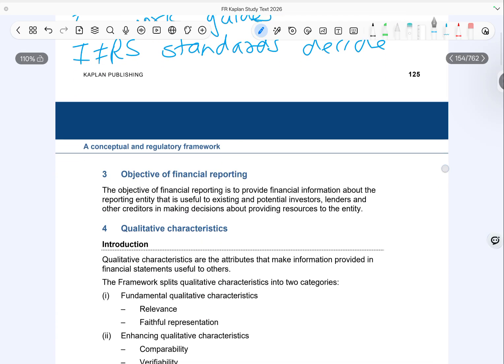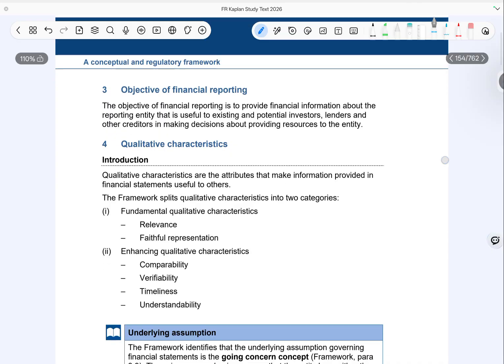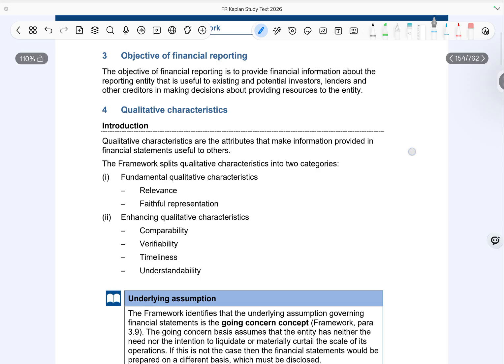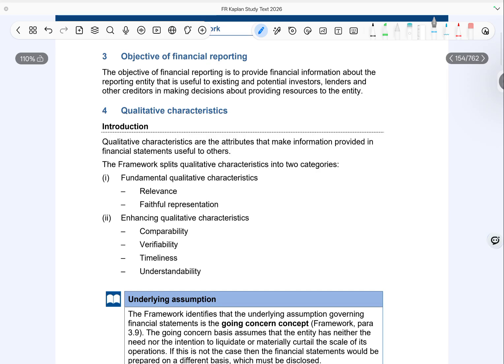Okay, let's move on. Now we'll answer a very basic question: the objective of financial reporting. Why do companies prepare financial statements in the first place? Is it just to satisfy accountants? Not at all. The objective of financial reporting is to provide useful financial information to people who need to make decisions. These users include investors, lenders, and creditors. They use financial statements to answer questions like: should I invest in the company? Should I lend money to it? Will the company be able to repay me? So, in one line, the objective of financial reporting is to help users make informed economic decisions.